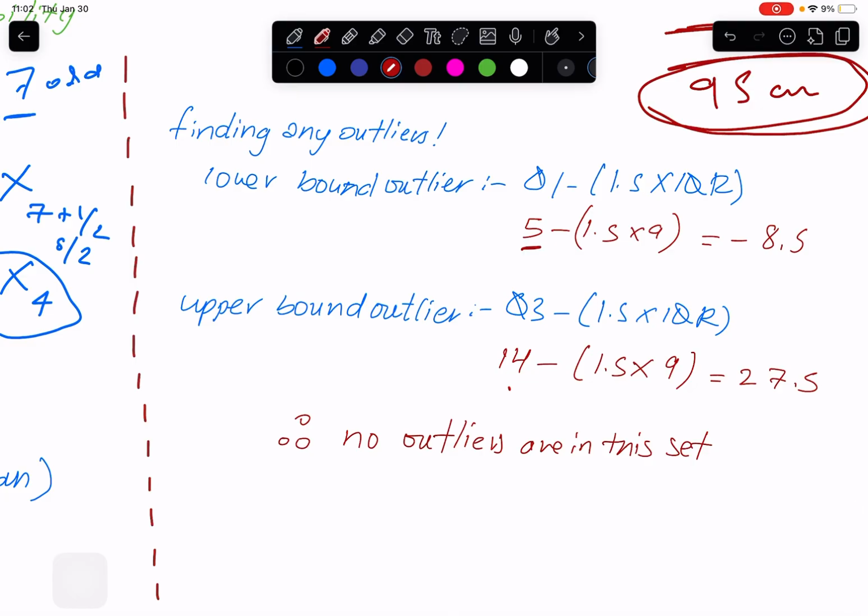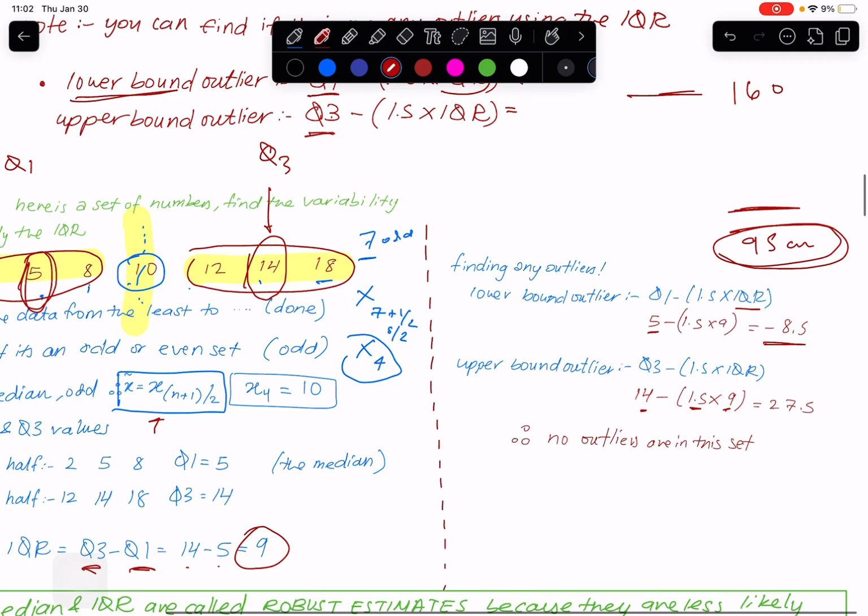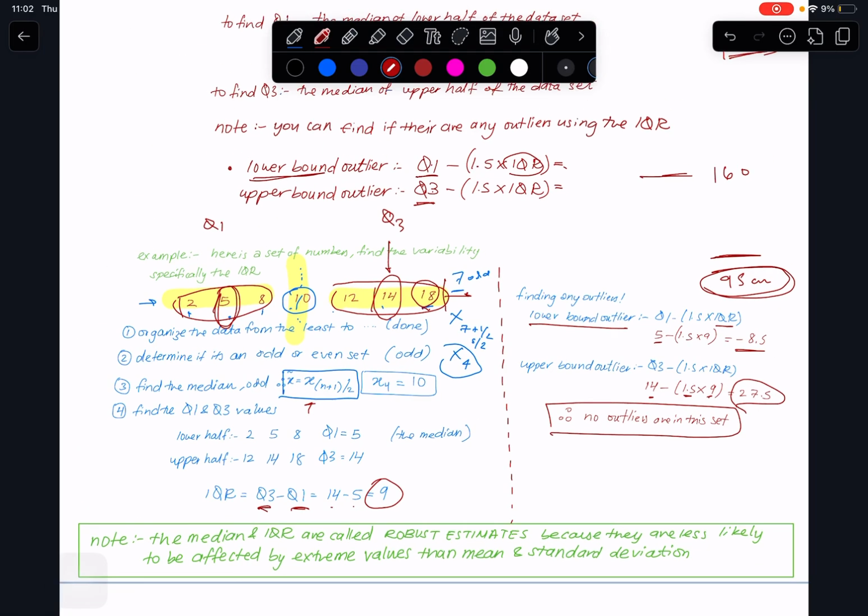We have Q1, we have Q3, we have the IQR we calculated, it's 9 times this number, negative 8.5. Anything lower than negative 8.5 should not be in the set. We don't have anything below negative 8.5. The lowest we had is 2. So we do not have a lower bound outlier. The upper bound outlier came out to 27.5. We don't have anything in the set higher than 27.5. The most is 18, which is not an outlier. There are no outliers in this set. Okay.